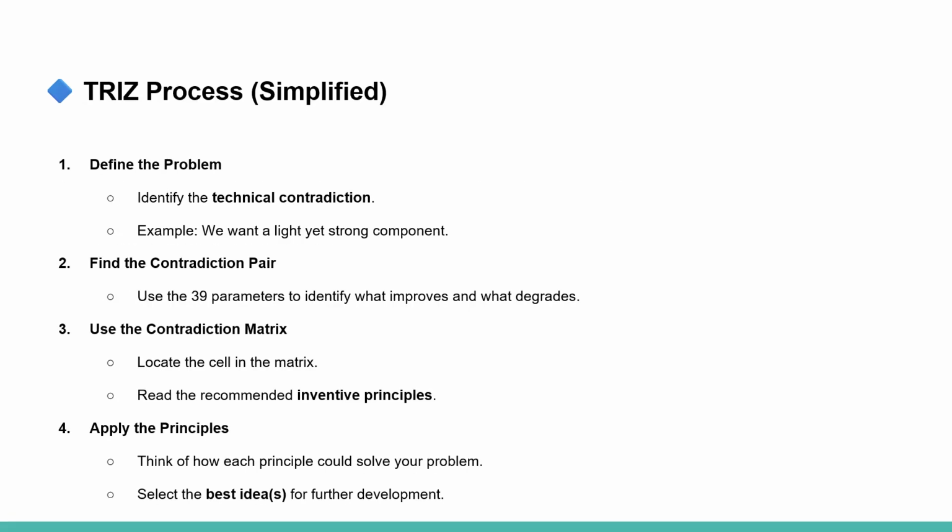TRIZ process simplified. First process is define the problem. Second process is find the contradiction pair. Third process is use the contradiction matrix. And fourth process is apply the principle.